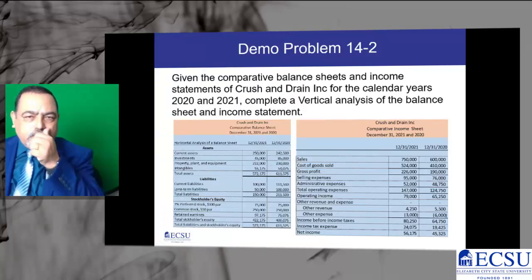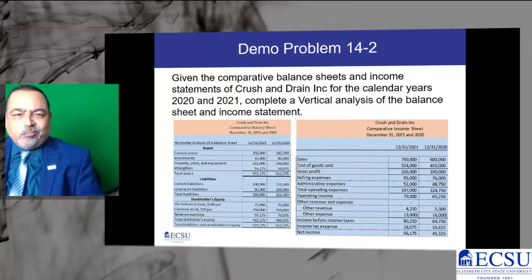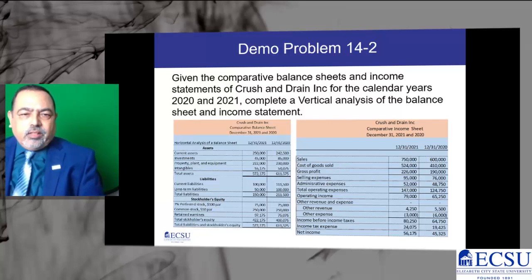So now this is the demonstration problem that we're going to deal with. Given the comparative balance sheet and income statement of Crush and Drain Incorporated for the calendar years 2020 and 2021, complete a vertical analysis of the balance sheet and income statement. Now you're given the balance sheet as well as the income statement.